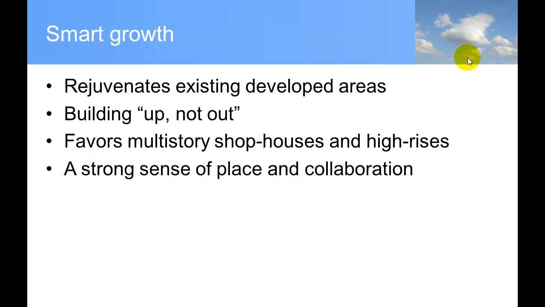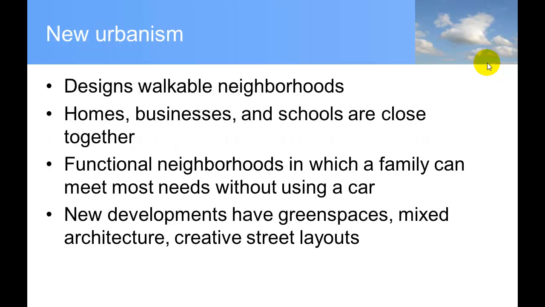A popular type of urban planning is now smart growth, which focuses on, again, revitalizing and rejuvenating the existing developed areas. They often talk about building up, not out. In other words, build taller buildings rather than wide, spacious areas with lots of lawns that spread out into sprawling areas. So they favor multi-story shop houses and high rises, and give a strong sense of place and collaboration to the community.